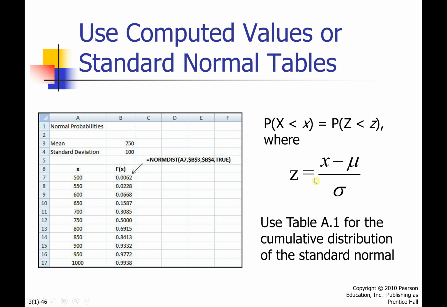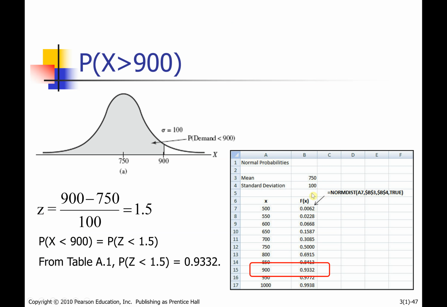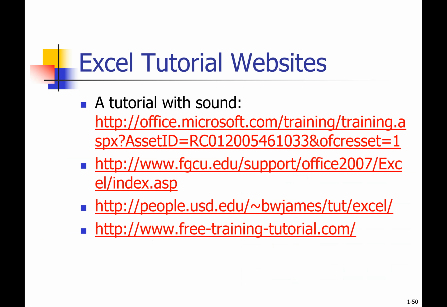This again is how to find your z-value and find the probability of the z-value. Notice that Excel will do it for you as well. If you have the mean and the standard deviation, your X value, it will output all of your normal distribution values.